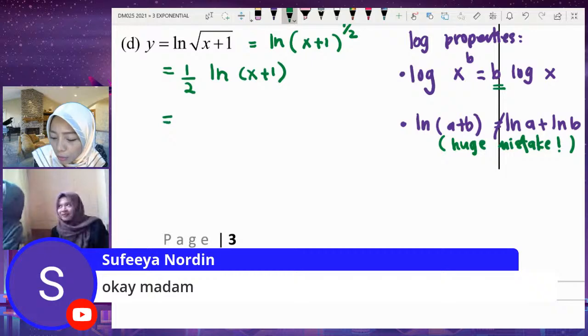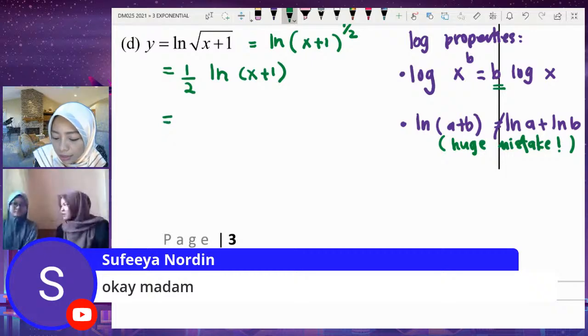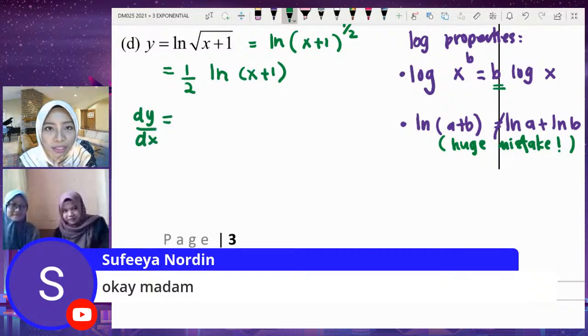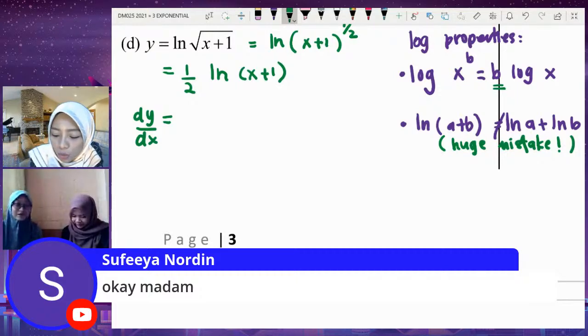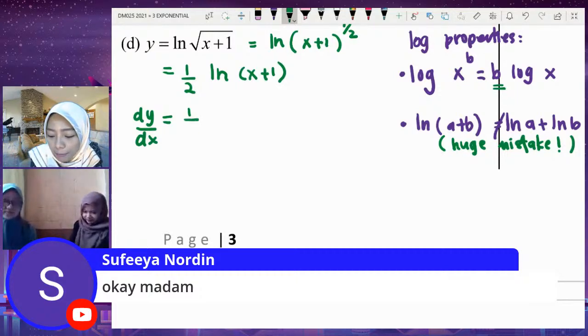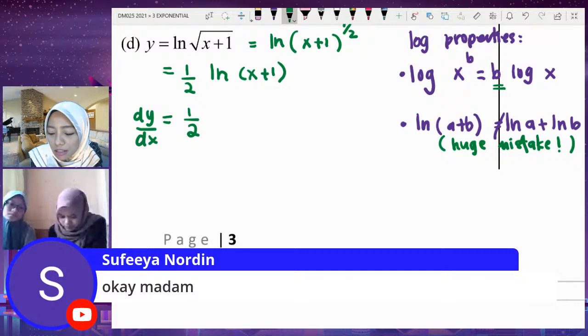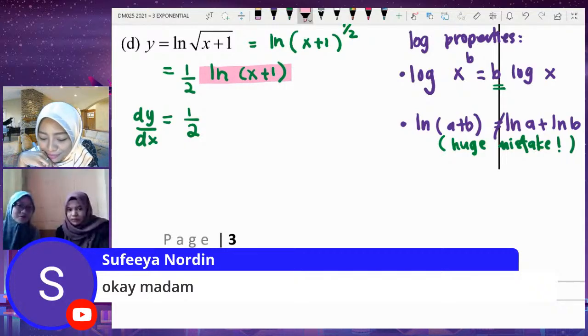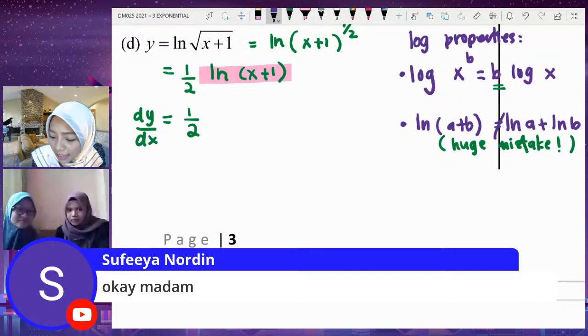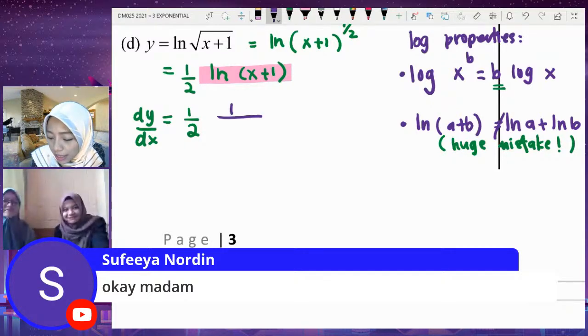Okay, so now we continue. So apa yang kita boleh buat sekarang? Okay, barulah kita buat dy/dx. Now only we are ready to do dy/dx. Okay, 1/2 ni constant sayang. Boleh tak kita letak kat depan? Boleh. So now we are differentiating ln(x+1). Dapat apa ni? Differentiate ln(x+1), Shu? 1/(x+1). Exactly. 1/(x+1).